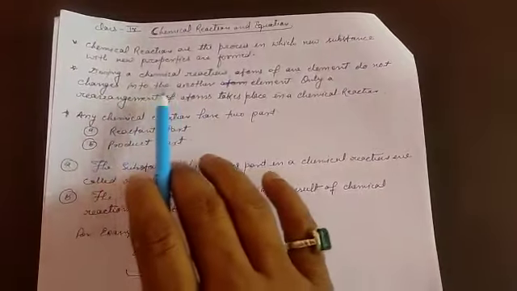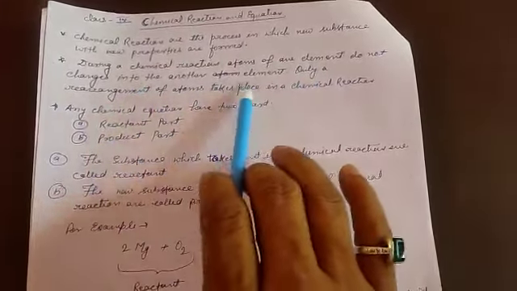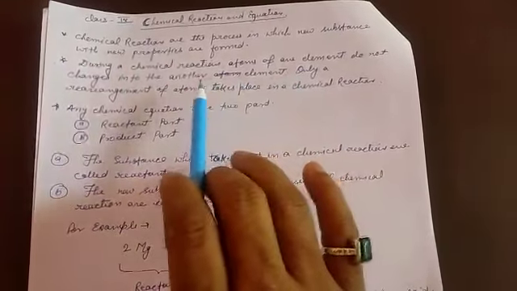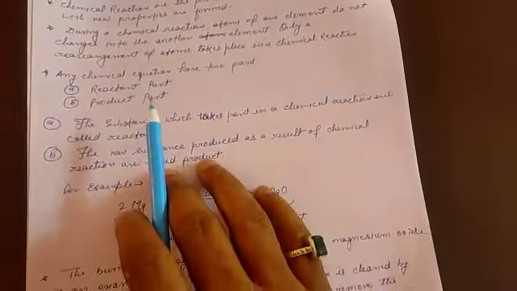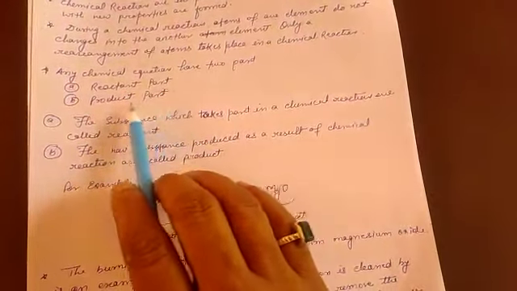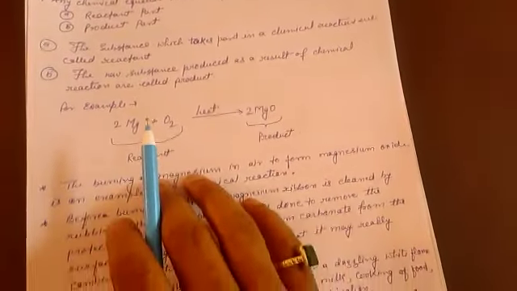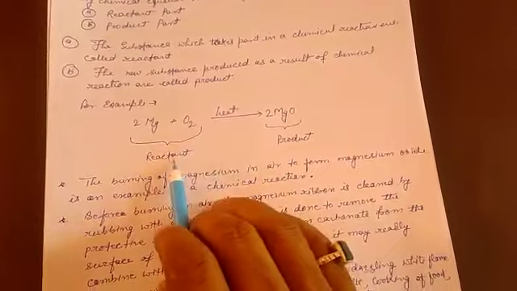Right. During a chemical reaction, atoms of one element do not change into another atom. Right. Only the rearrangement of atoms takes place in a chemical reaction. Any chemical reaction has two parts, reactant part and product part. You are seeing this is a chemical reaction. In this, magnesium and oxygen are the reactant part.